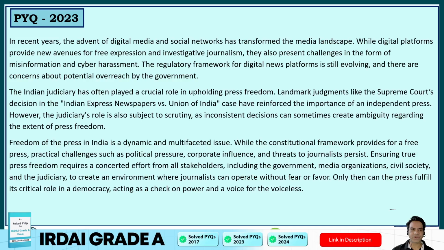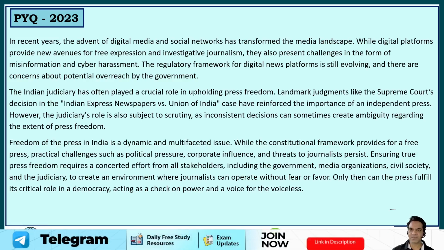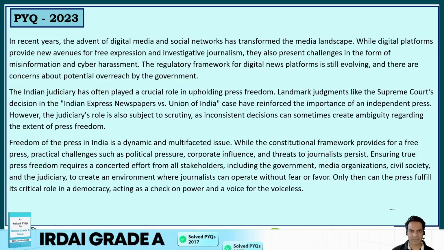So these were the 4 topics, guys. Press freedom, women empowerment, insurance penetration, and climate change and adaptation. So we can plan accordingly for this year as well and see what topics can be asked for this year that are in line with such choices that were given to you in the past.